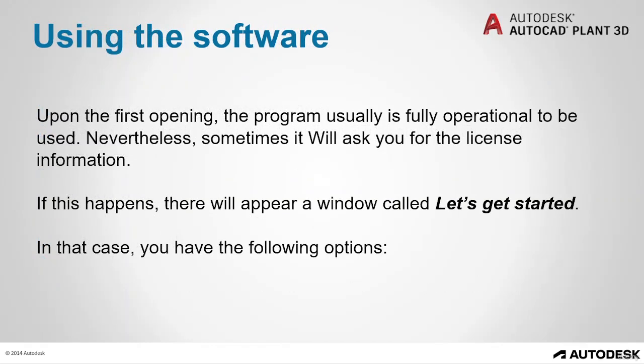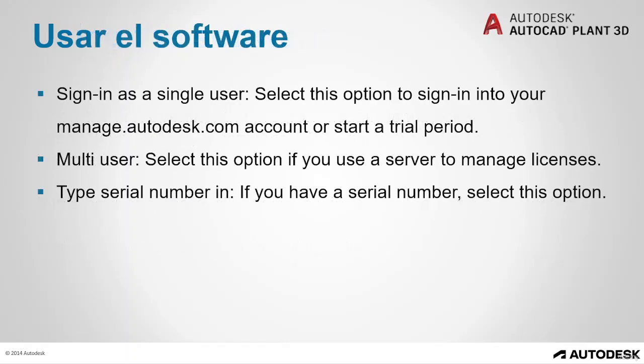Upon the first opening of the software, the program is usually fully operational to be used. Nevertheless, sometimes it will ask you for license information. If this happens, a window called Let's Get Started will appear. In that case, you have the following options. First of all, sign in as a single user. You have to select this option to sign into your manage.autodesk.com account or start a trial period. If you're a multi-user, you have to use this option because you use a server to manage your licenses. And if you have a serial number, then you can type it without any problem in this option.